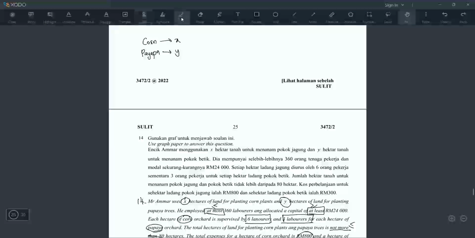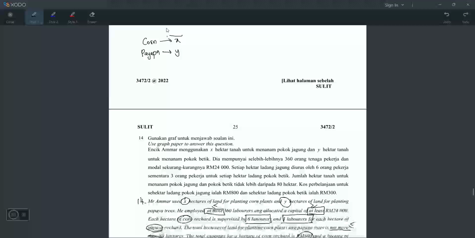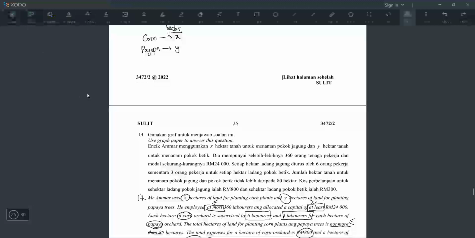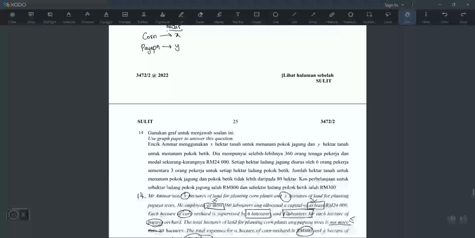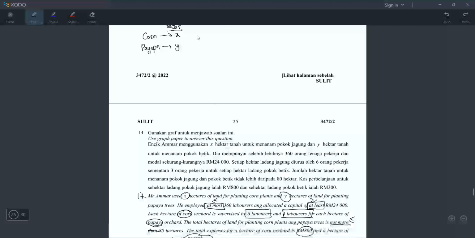And don't forget the tajuk here. The tajuk here, XY represents what? Hectare. Okay, it means how many hectares. Okay, now they also mention something about, okay, yang ini kita jangan tengok dulu. At most 360. Because this one I have to baca sampai bawah baru saya boleh nampak, right? So he employed 360 laborer at most. So how many laborer for 1 hectare of corn and 1 hectare of papaya?